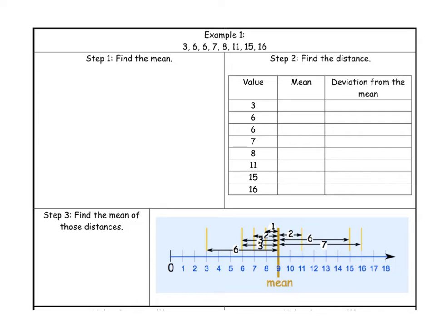Okay, so we have the data set 3, 6, 6, 7, 8, 11, 16, and 15. So if we want to find the mean of that data set, then we're going to add those numbers up. So 3 plus 6 plus 6 plus 7 plus 8 plus 11 plus 15 plus 16, and we add those up, we get 72, divide by the number of data points in there, and we get a mean of 9. And if you remember from the calculator directions, we call the mean the x bar. That's our mean.